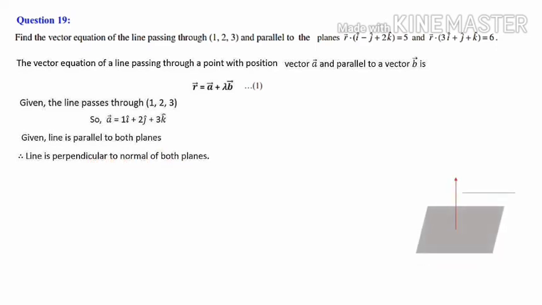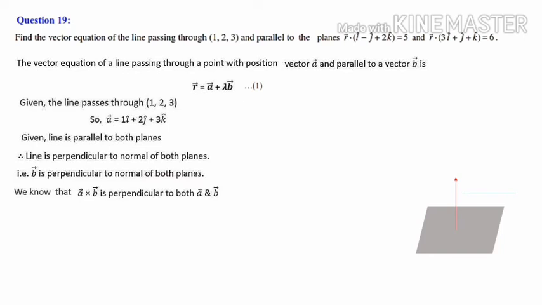The visualization is like this. Suppose you consider a plane like this and there is a normal to that plane, and the given condition is that the line is parallel to the plane. So the line and the normal to the plane are perpendicular. That is what is written: the line is perpendicular to the normal of both the planes. So vector B is perpendicular to the normal of both the planes. We have considered that vector as B vector.